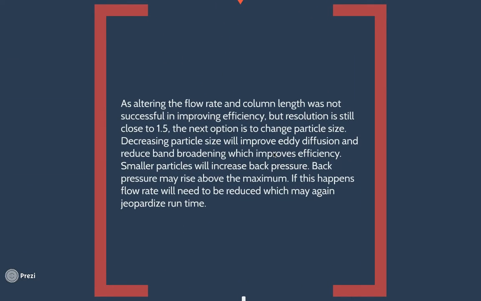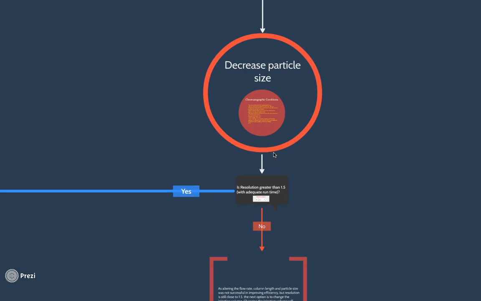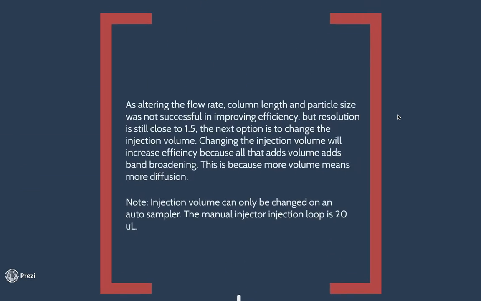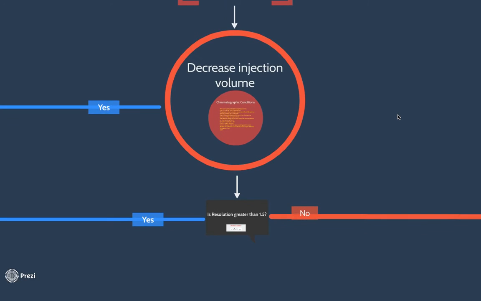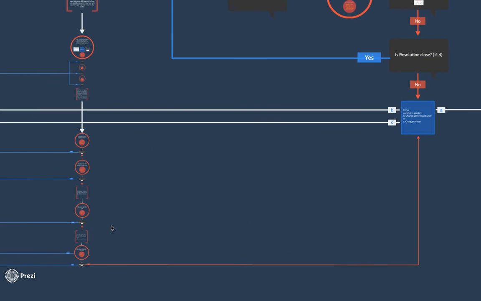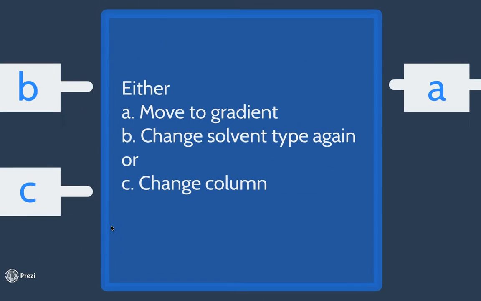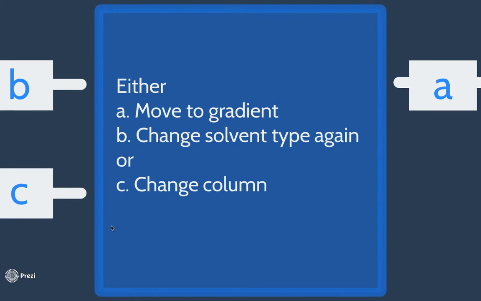If not, so linear velocity and column length haven't seemed to work, so maybe we go and try and change particle size. So we'll decrease the particle size to reduce eddy diffusion. If that's worked, again, yes, we end up at the goal. If not, then maybe we can decrease injection volume, because all that added volume adds band broadening. If that works, we end up at the goal. If that doesn't work, then unfortunately we're kind of out of parameters to change, so we end up back at this blue box: move to the gradient, change the solvent type, or change the column.